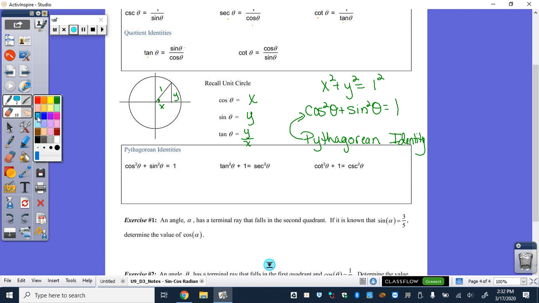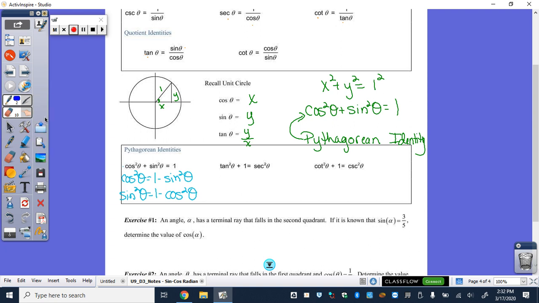These Pythagorean identities can also be manipulated a little bit to get different versions of the same identity. So for example, looking at our cosine squared plus sine squared equals 1. Cosine squared, I could subtract my sine squared over, and then I have the same thing. It's still the same identity, just rearranged. I subtracted my sine squared over. Same thing could happen. You could subtract your cosine squared over, and again, you still have the same identity. It's just written in a different way.